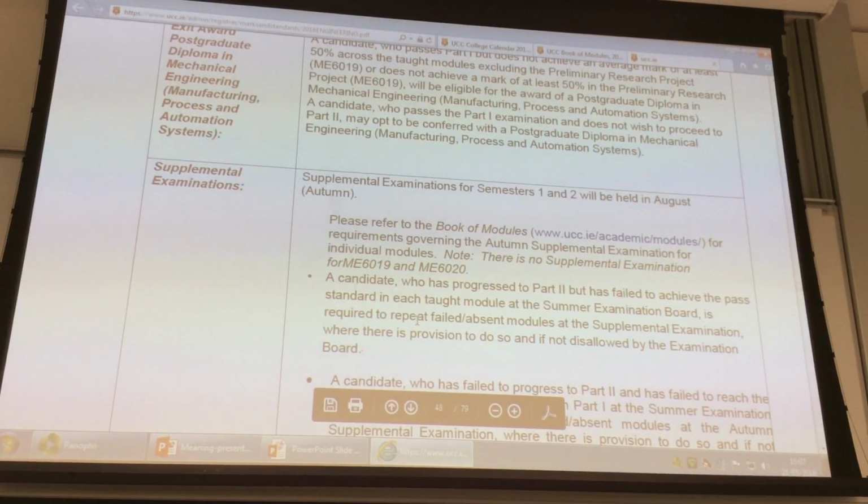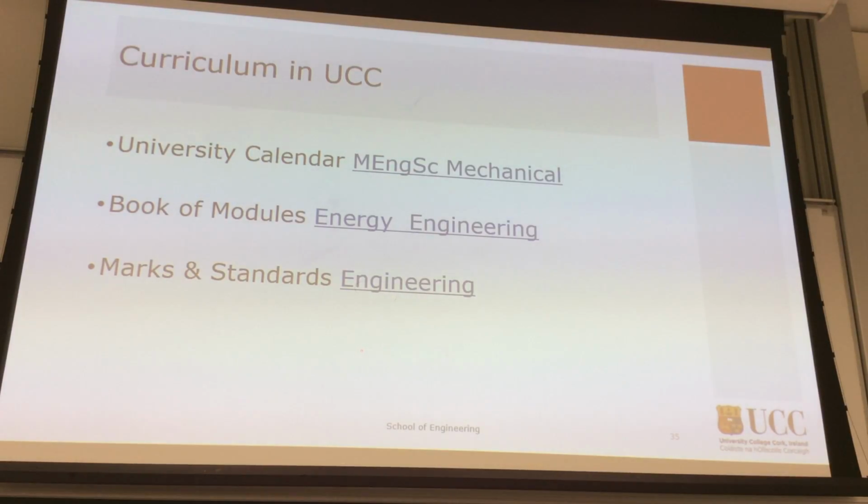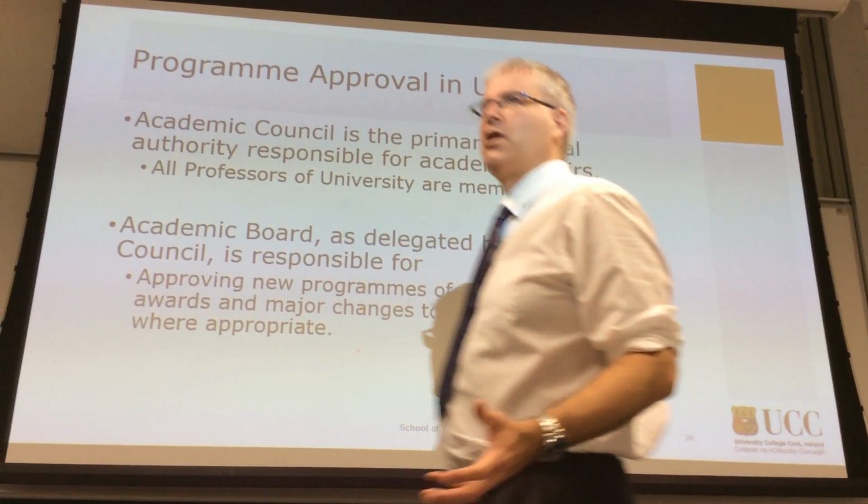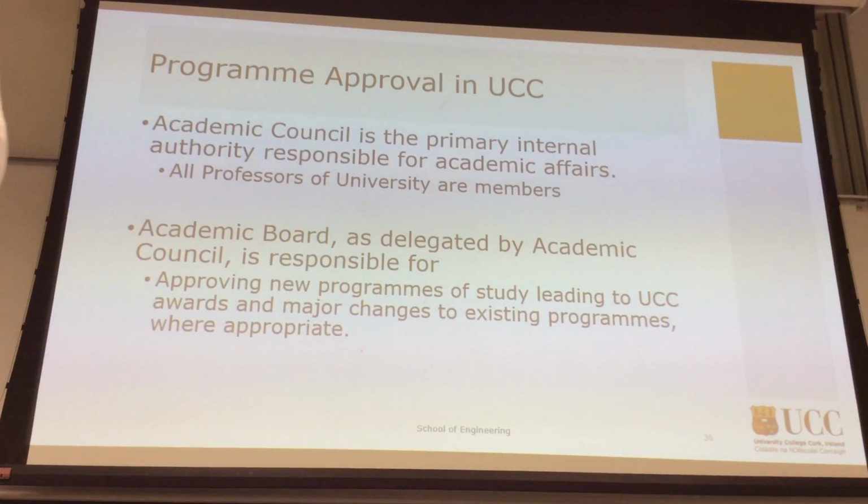Okay, so they're the 3 official documents that describe the curriculum, and they will be available on the web. If you search UCC calendar, UCC book of modules, it will bring you to those documents, and you can look up the curriculum for any course in UCC with these documents. Okay, nearly there. The one last thing I thought I'd discuss is just how is the curriculum approved in UCC.